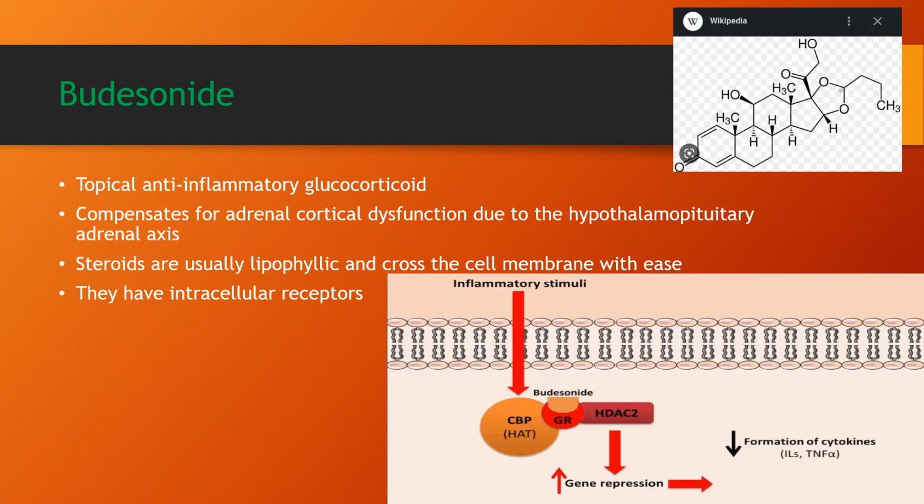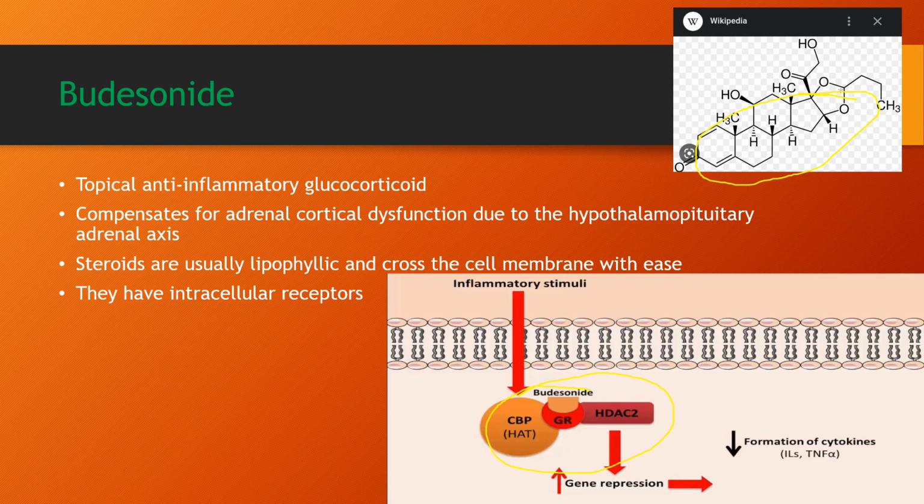Budesonide. Budesonide is an anti-inflammatory glucocorticoid. So now we are going into steroids. Steroids always have intracellular receptors. Corticosteroids reduce inflammation through intracellular receptors. That is because steroids have multiple phenolic and closed-ring groups, chain molecules that form the larger molecules which are steroids.